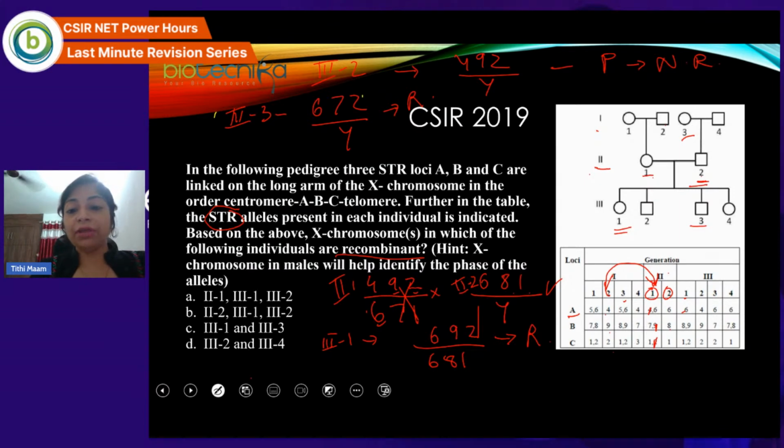And when you check 3, 4, you will find that this person is also a non-recombinant. Okay, so who all are recombinants? 3, 1 and 3, 3.